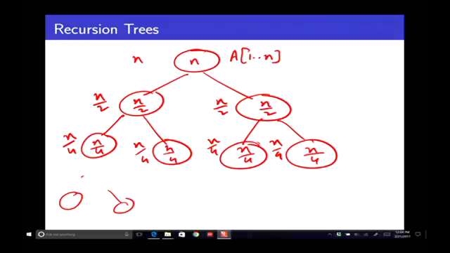The easiest way is to say, aha, what is the total work done at this level? N, right? What is the total work done at this level? N. What is the total work done at this level? N. How many levels are there? Log n levels. So the total work is n log n. Okay, that's it.